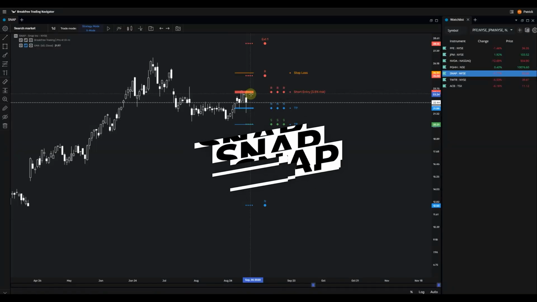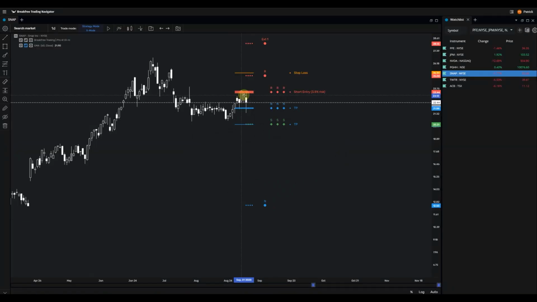So on Snap, we're looking for a short on this level here at 23.44. I believe this one already played out once, or it just played out once on Friday. We hit the TP point, but if it goes back up there, we can look for another short. Again, set up your limit orders. This looks to be a good trade.